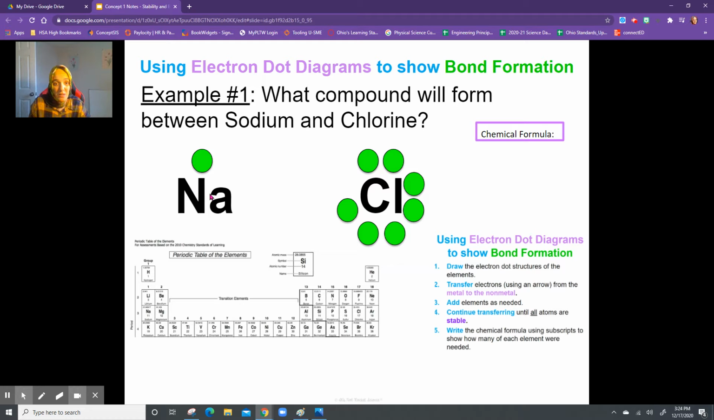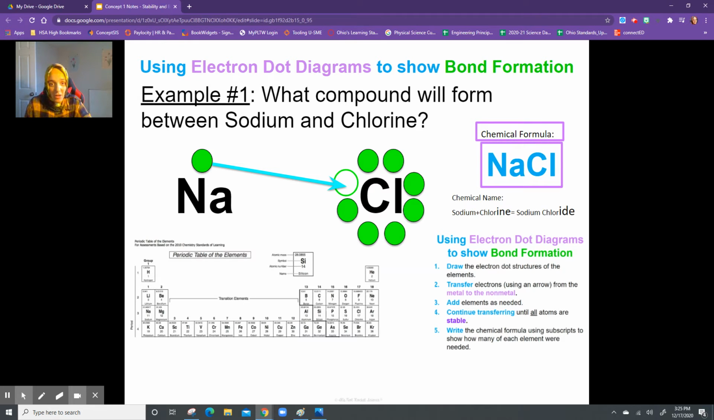And sodium has 1 to get rid of, because it's a metal. Remember, metals give their electrons, non-metals gain the electrons from others. So what's going to happen is that electron is going to go to the chlorine and they're going to make this formula, sodium chlorine, okay?